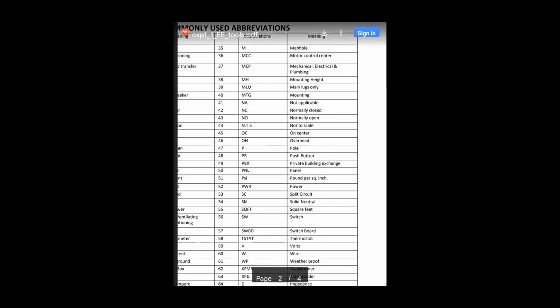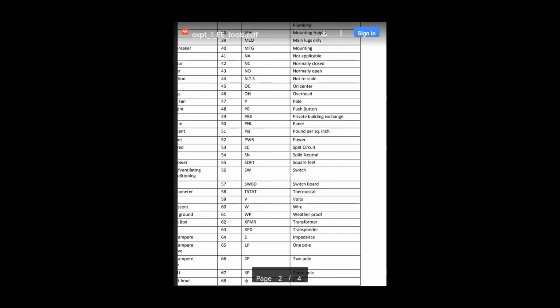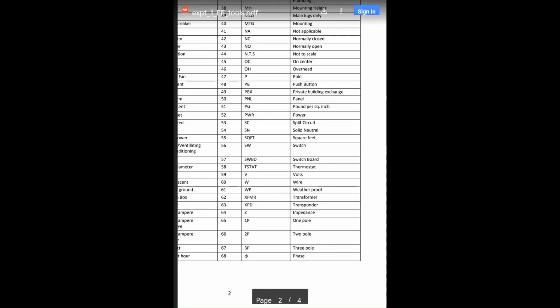And next are manhole, motor control centers, mechanical, electrical, plumbing, and so on. Normally closed, normally open, PSI, PBX. Private branch exchange is also those intercoms which are available at our home. PSI is pounds per square inch. This is the pressure unit. For example, if we are using our two-wheelers, bikes or scooty, when we go to the petrol pump and tell them to fill the air to 32 or 34 if you are using a pillion rider as well, what does that mean? It is using the unit PSI.